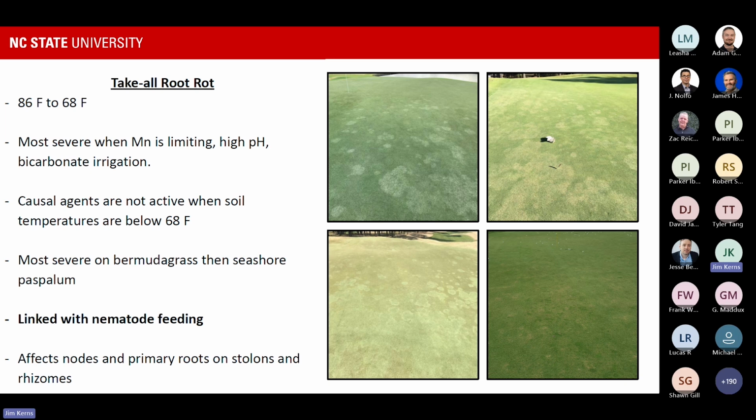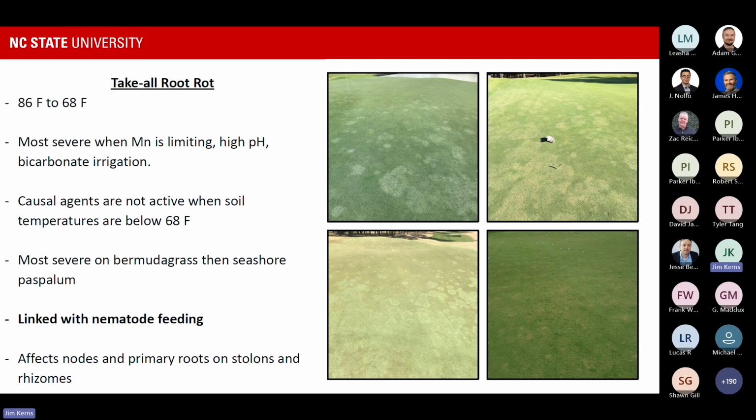And the reason why is because the fungus isn't active below 68-degree Fahrenheit temperatures. And why is that important? Well, Rick Latin has shown numerous times, and demonstrates it in his textbook, that fungi have to be actively growing in order for a fungicide to work. Okay, so it's just critical that we prevent this and hit that timing well for take-all root rot.